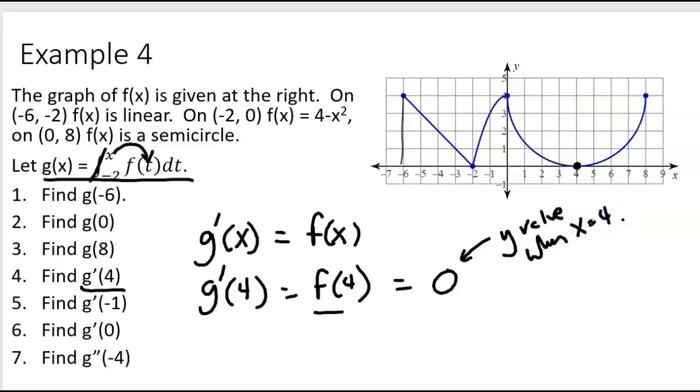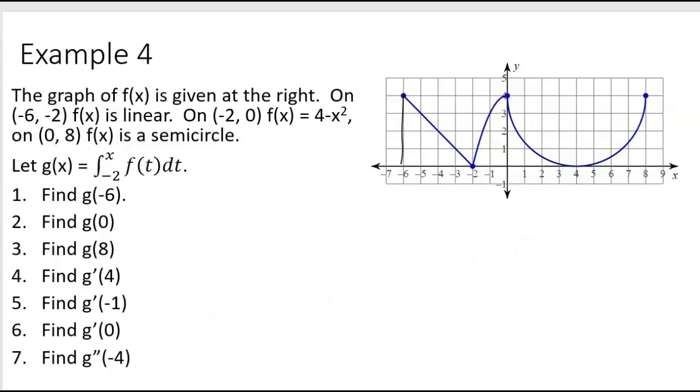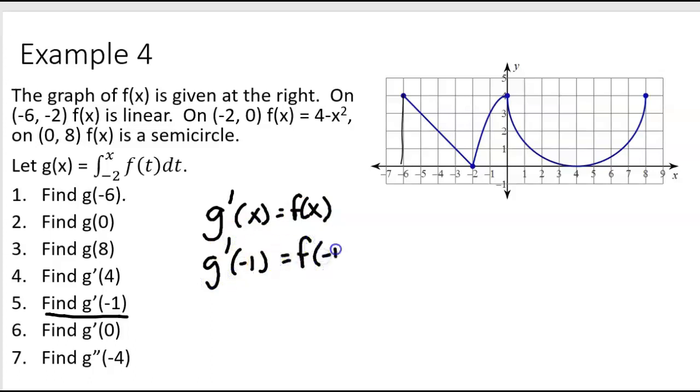All right, let's do another one. G prime of -1. Once again, g prime of x is f of x. So g prime of -1 is f of -1. In other words, the y value when x equals -1. And in this case, that would be 3.